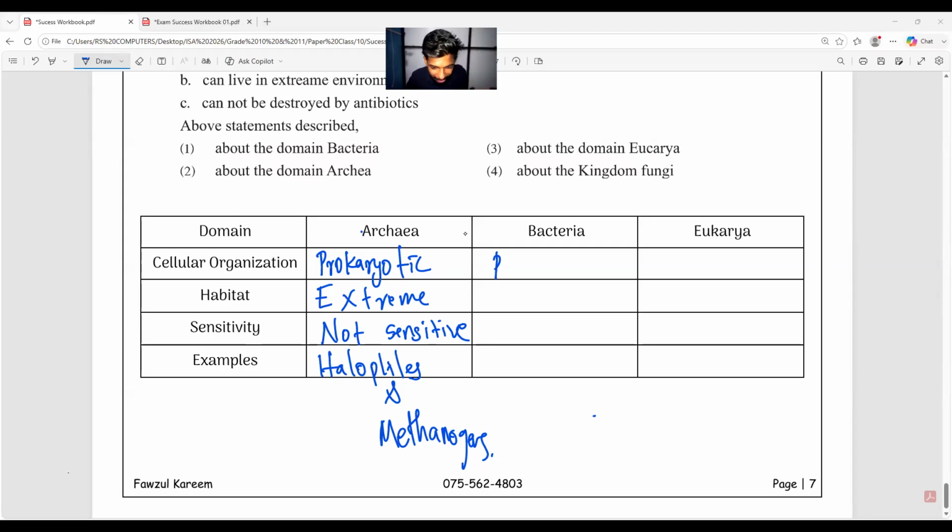Yes. Domain archaea and domain bacteria are not the same, because although they are both prokaryotic, bacteria are not found in extreme conditions. They live everywhere on the earth. Sensitivity, they are sensitive. Examples: bacteria and cyanobacteria.